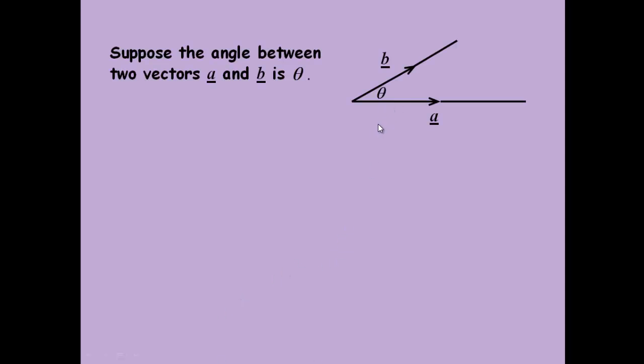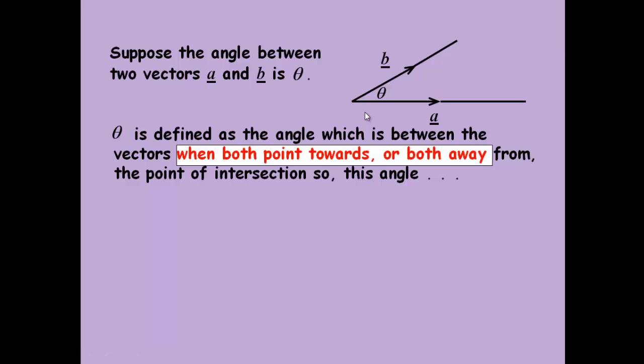Here we've got an angle between 2 vectors. So we've got the vector A, the vector B, and we'll call the angle theta. We can see that the 2 vectors are directed in the same direction away from the angle.